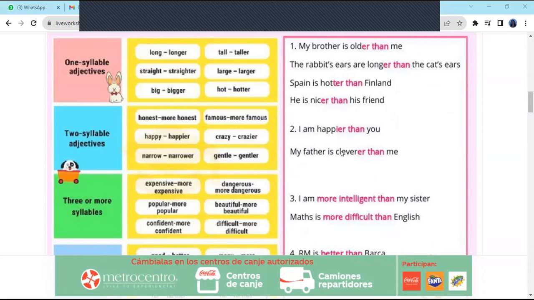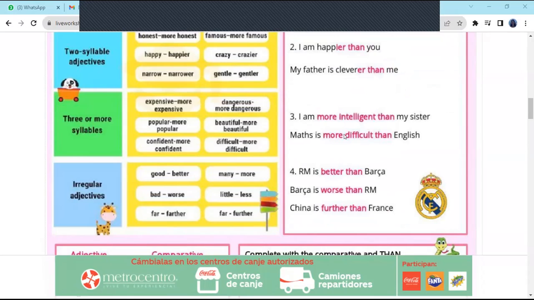Okay? I am more intelligent. Remember that because we are using intelligent. Intelligent has four syllables. So we use more, like this: more and more. I am more intelligent than my sister. Maths is more difficult than English. So we use more because the adjective is long.